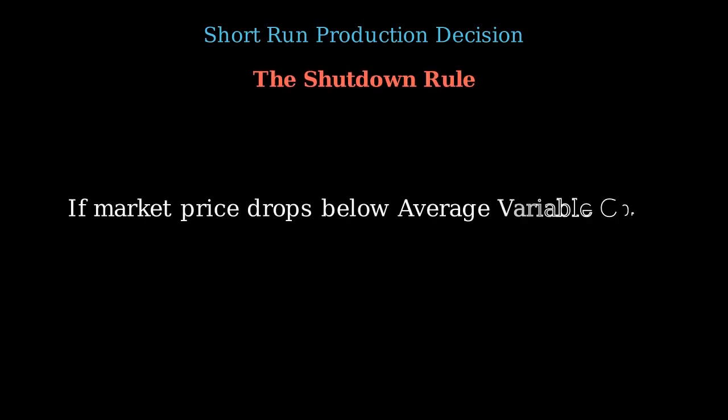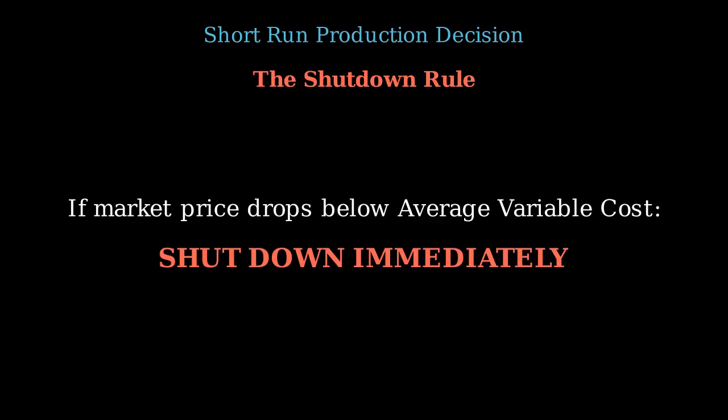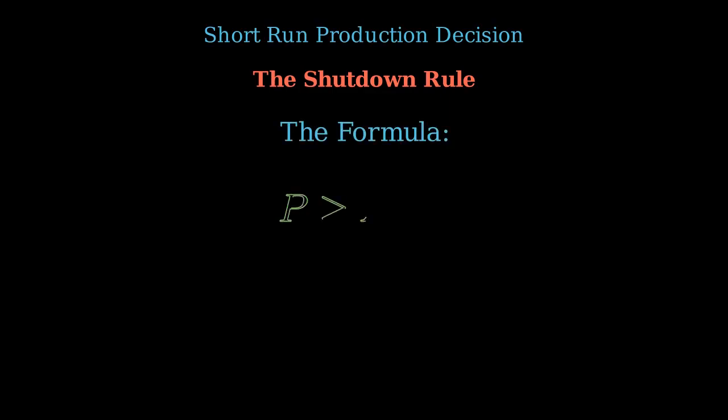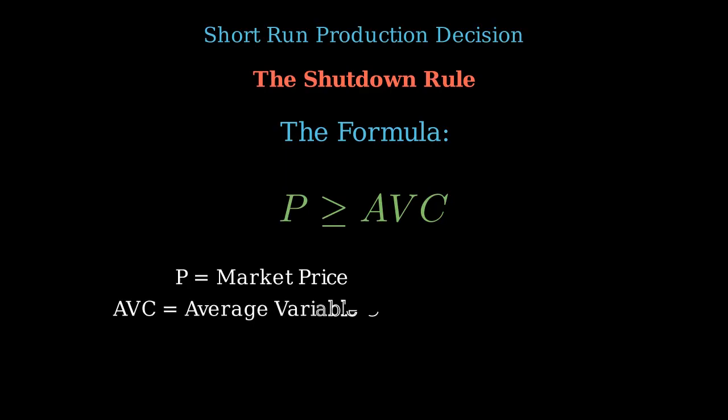P is greater than or equal to AVC. If this condition is met, the firm should keep producing, even at a loss, because it's still covering its variable costs and reducing its fixed losses. But if price is below AVC, the firm should shut down to avoid deeper losses.